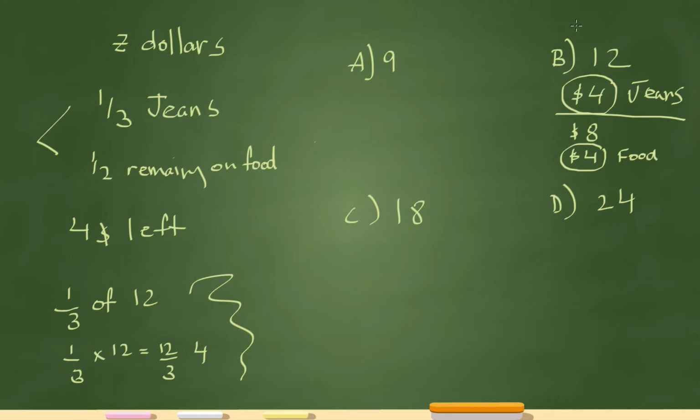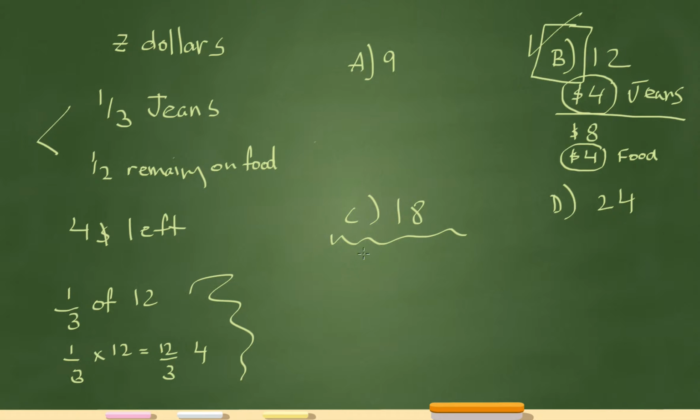Look at that. It worked out with B right away. I don't have to do anything else. B works out. I started off in the middle, and if the number was higher or lower, I would have either gone to C or I would have gone to A, but B worked out with 12. My answer is B. Let me show you why 18 wouldn't work.